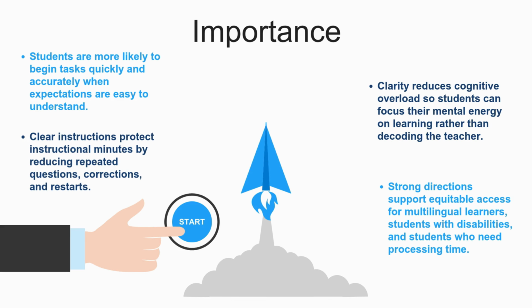Then you have clarity reduces cognitive overload. When directions are unclear, it can stress the brain, as the intro showed, and eventually students are like, enough, I'm just not going to do it. And then strong directions support equitable access for multilingual learners and students with disabilities who may need extra processing time.